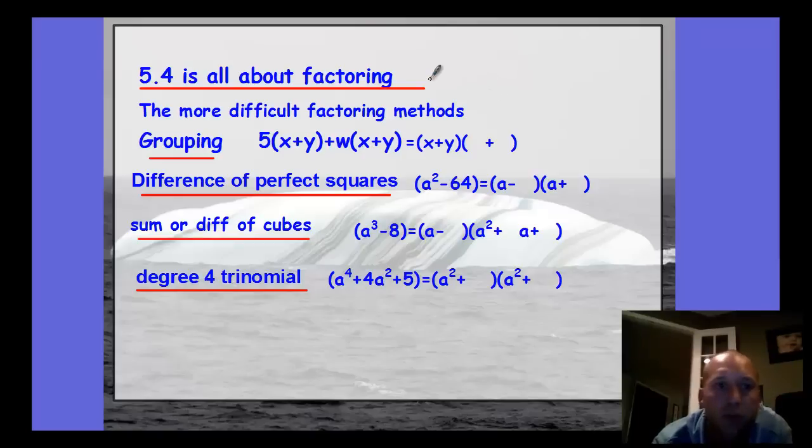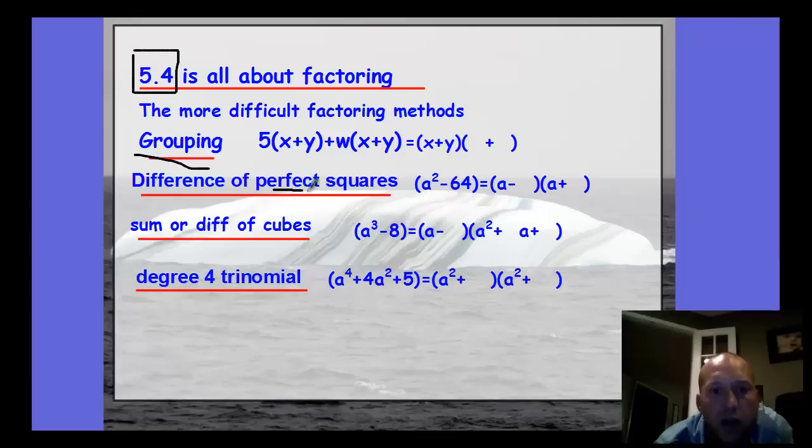Honors Algebra 2, Chapter 4 and 5. This is the last part of the factoring. This is actually Section 5.4, Chapter 5, Section 4, about factoring polynomials. And there are some methods here that we've talked about, like grouping before. We're going to look at that again.